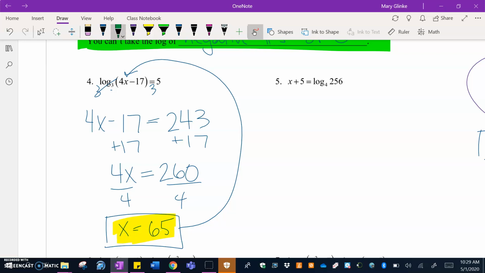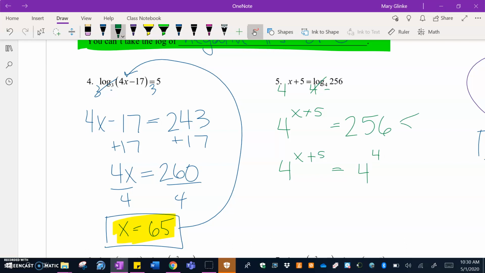Let's try the next one. Our base is 4. So we're going to exponentiate with a base of 4. We get 4 to the x plus 5 equals 256. Now coming out of our solving exponential equations unit, we can actually write both of these to have a base of 4. On the left hand side, we're going to leave it as 4 to the x plus 5. On the right hand side, 256 breaks down. It's actually going to be 4 to the 4th power.